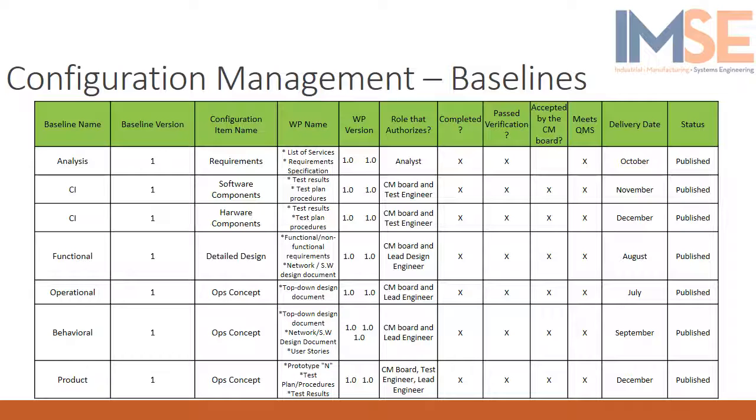For instance, we've chosen the Analysis Baseline, version 1. Its configuration item shall be requirements, and the work product names are the list of services and requirement specifications. The analyst is the one who authorizes the publication of this baseline. The table goes on to discuss the different baselines we have proposed for a configuration management tool.